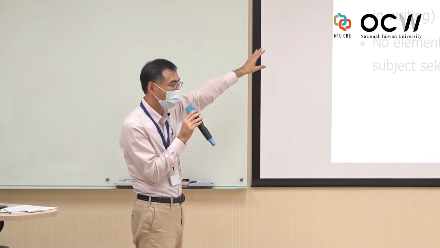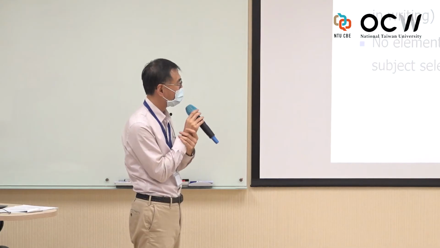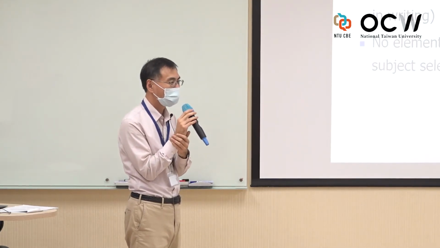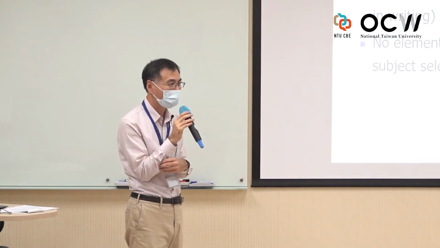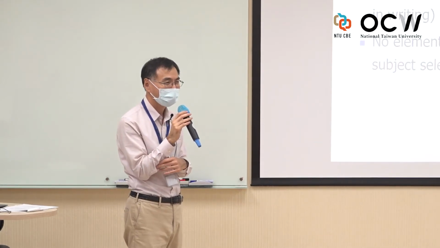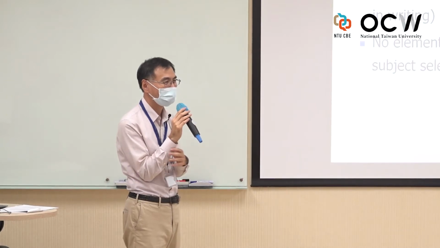So since the criteria is there, then you have to apply it in a very restrictive way. There's no subject decision making. In other words, if someone doesn't qualify as your research subject, even if he or she begs you or threatens you, you have to say no. Right? You can sort it out somewhere else, but not in your research.